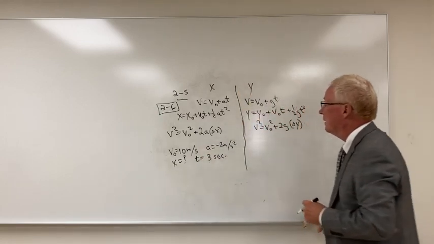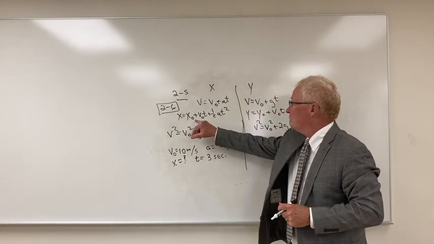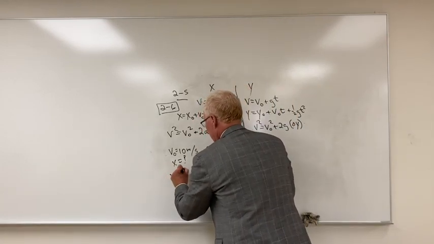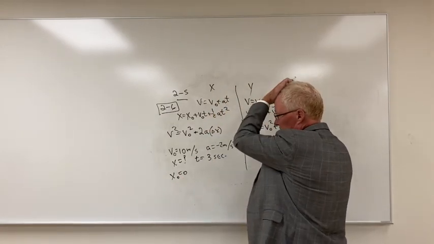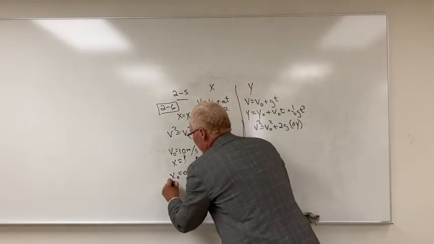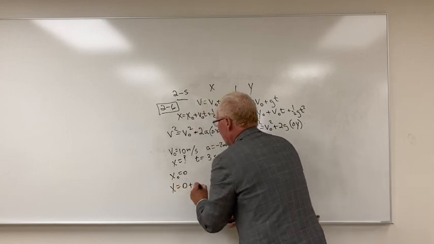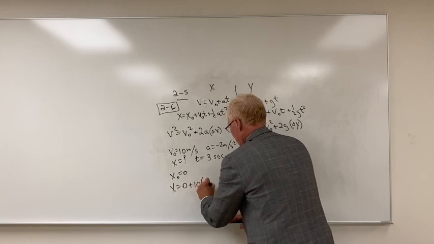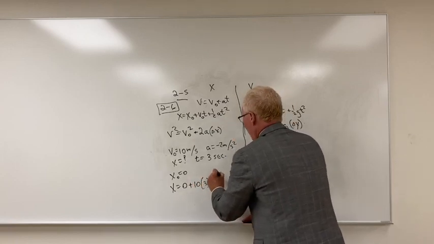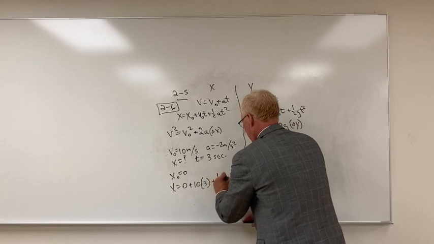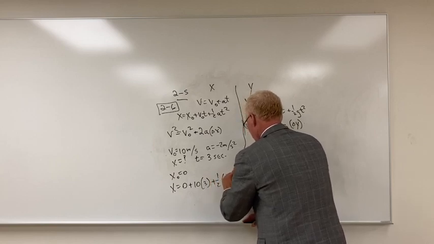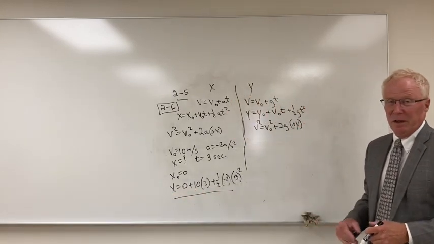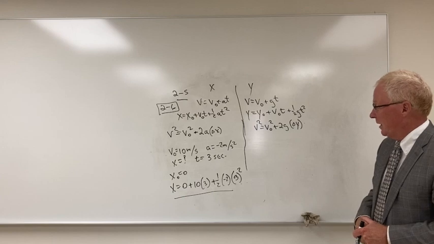All right. We're trying to find x, so we would have x naught is 0, we just take it to be the starting position. x would then be 0 plus 10 (v0) times 3 plus 1/2 times minus 2 times 3 squared. And that will give you the position. You can calculate the answer for that. So that would be the case there.